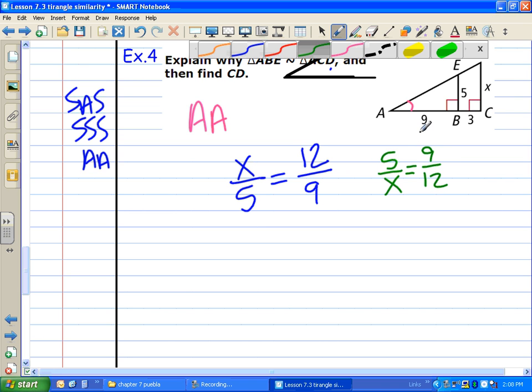You could have even done something like 9 is to 5 as, oh, you can't say 3. 9 is to 5 as the whole thing, 12 is to x. That would have worked too. I kind of prefer this one over here. They all work, believe me. 5 times 12 here, we should have 60 equals 9x. Divide by 9. What do you get?